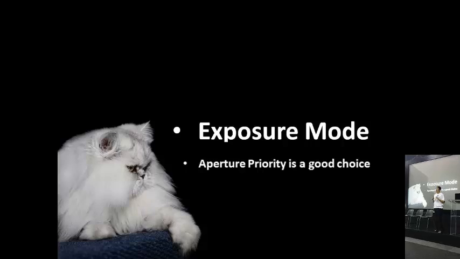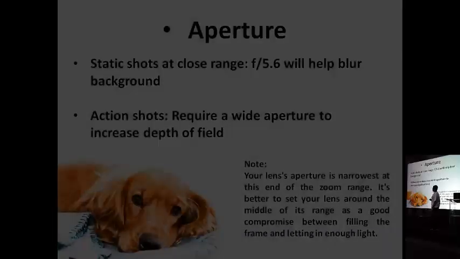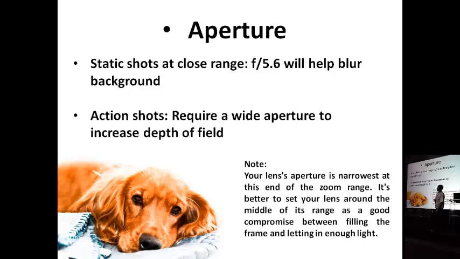Then aperture is the only thing you need to worry about, and that's basically got to do with what you want to have in focus and how much you want to have in focus. So that's the only thing you need to worry about if you've got it on aperture priority. That's the safe thing. If you know your manual functions well, perfect, that's even better. For static shots at a close range, a 5.6 will be perfect. That'll give you the blurry background.